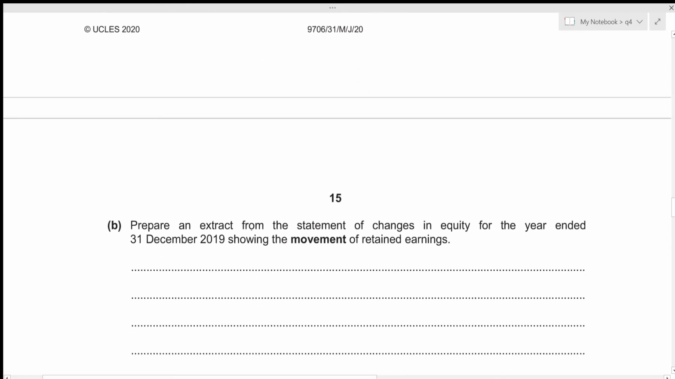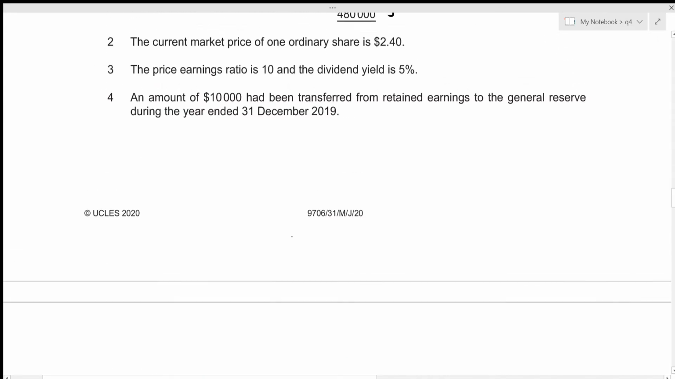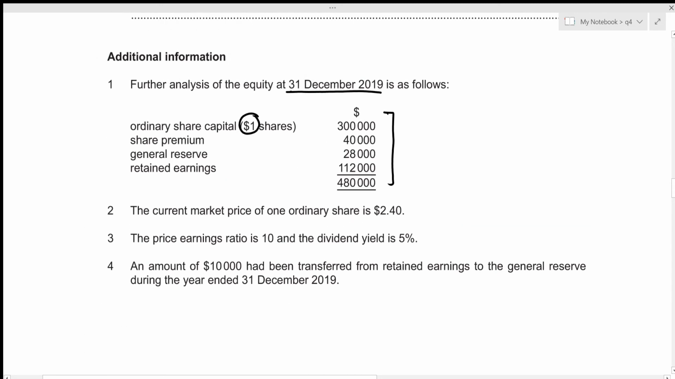We need to prepare an extract from the statement of changes in equity for the year ended 31st December 2019, showing the movement of retained earnings. So this just means that we only need to show the retained earnings column from the statement of changes in equity for the year ended 31st December 2019. And in order to do so, let's solve all of the information given above.